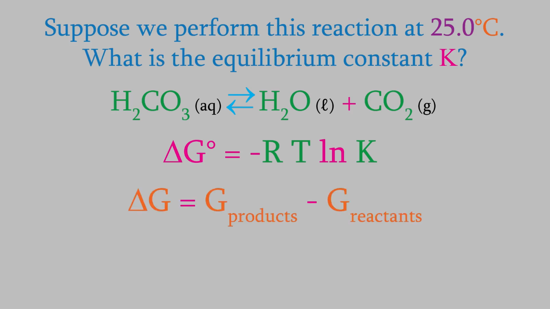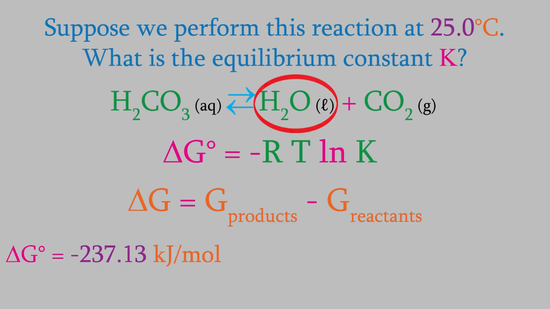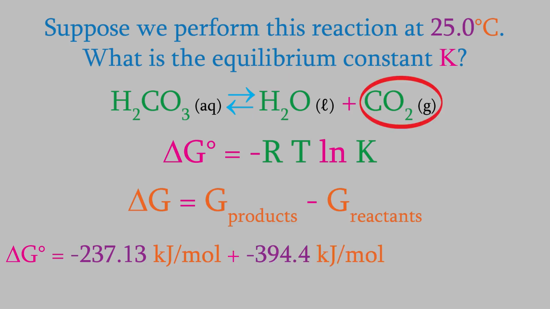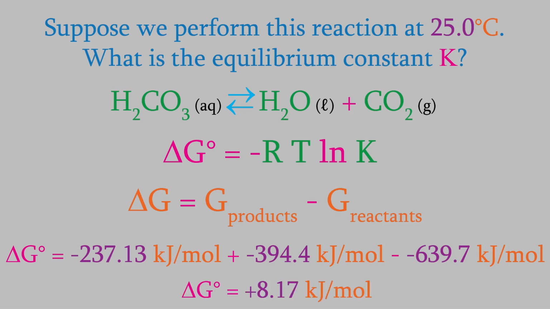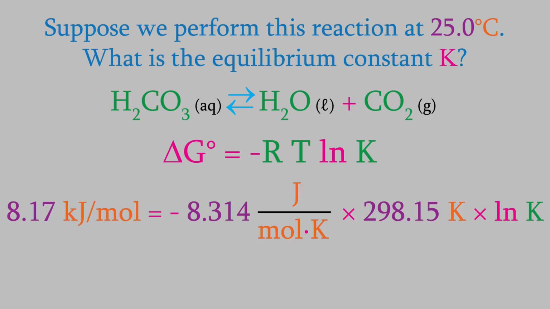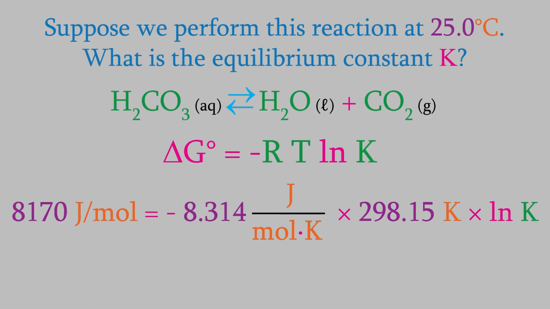When we look up the values of delta G, we find that water is negative 237.13 kilojoules per mole, CO2 is negative 394.4, and carbonic acid is negative 639.7. That gives us a delta G of 8.17 kilojoules per mole. We'll plug that into our equation, along with R and the temperature, which is 298.15 Kelvin. Remember, R uses joules in its unit, not kilojoules, so we need to convert our value of delta G to joules too.